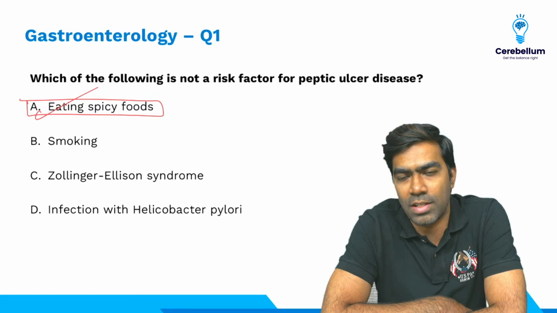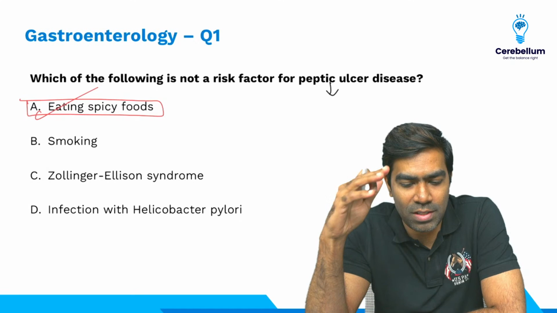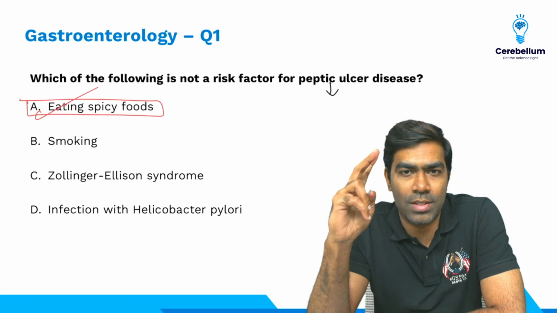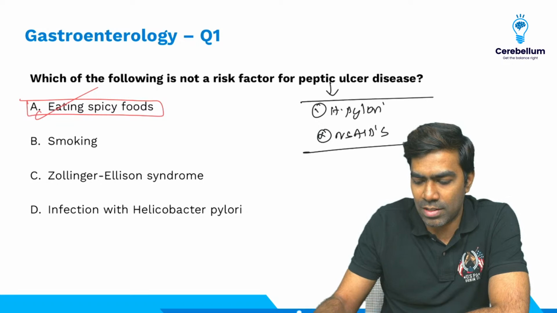There are only two important causes of peptic ulcer disease in the entire world, 90% plus of the time. You're going to have peptic ulcer disease only due to two reasons. Reason number one is H. pylori. Reason number two is NSAIDs. That's it.